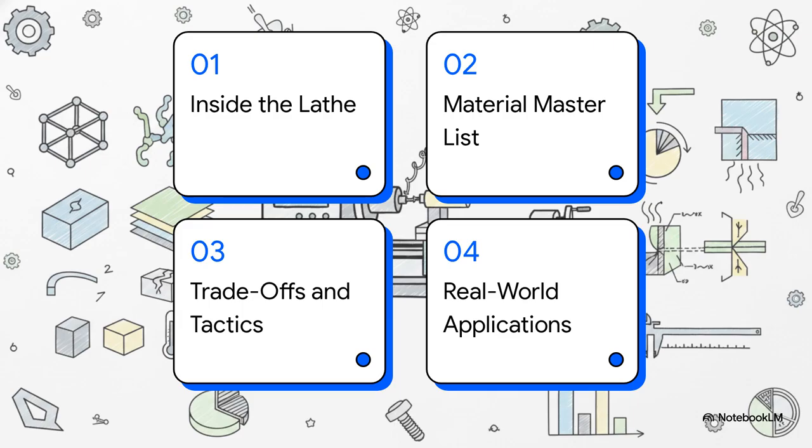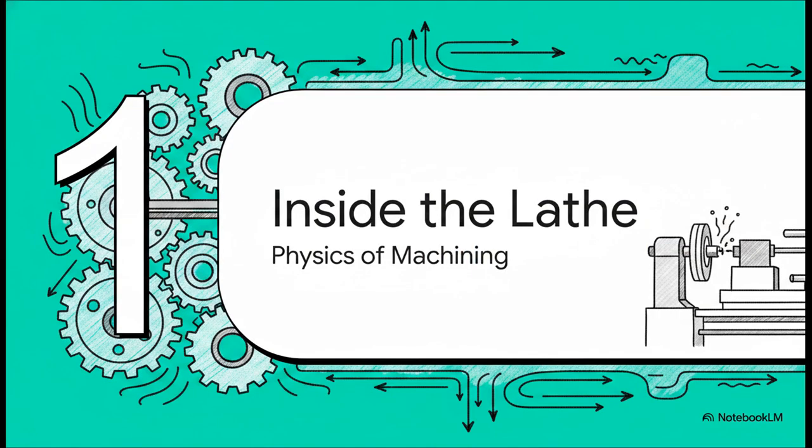Here is our roadmap for today. 1. Inside the lathe. 2. The material master list. 3. Trade-offs and tactics. And finally, 4. Real-world applications. Starting off with Section 1, Inside the Lathe. Let's look at the actual physics of machining.